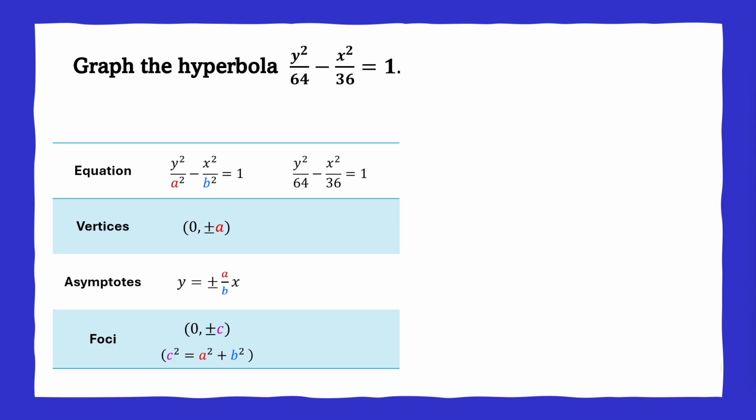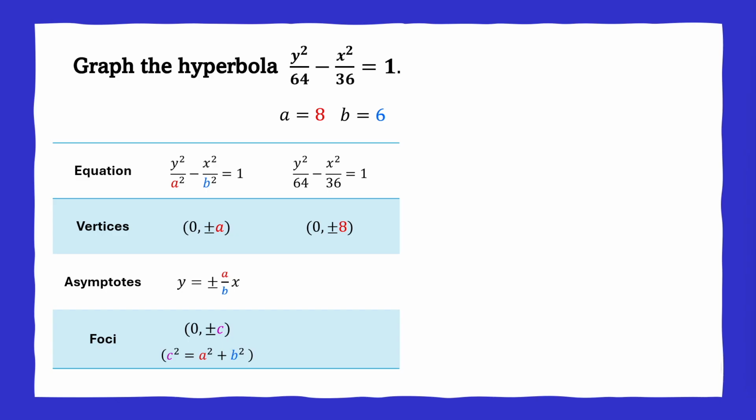From the equation, we see that a squared is 64. So a is 8, and b squared is 36, so b is 6. Next, identify the vertices. Because the y squared term comes first, the hyperbola opens vertically. That means the vertices are located above and below the origin. So the vertices are 0, 8, and 0, negative 8.